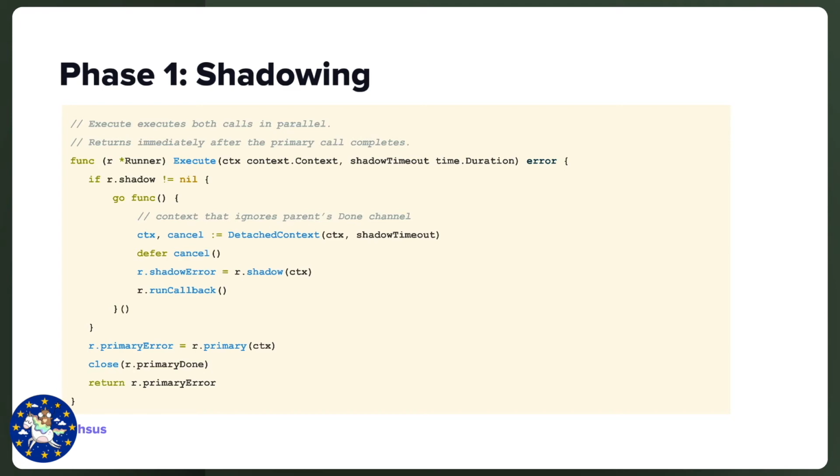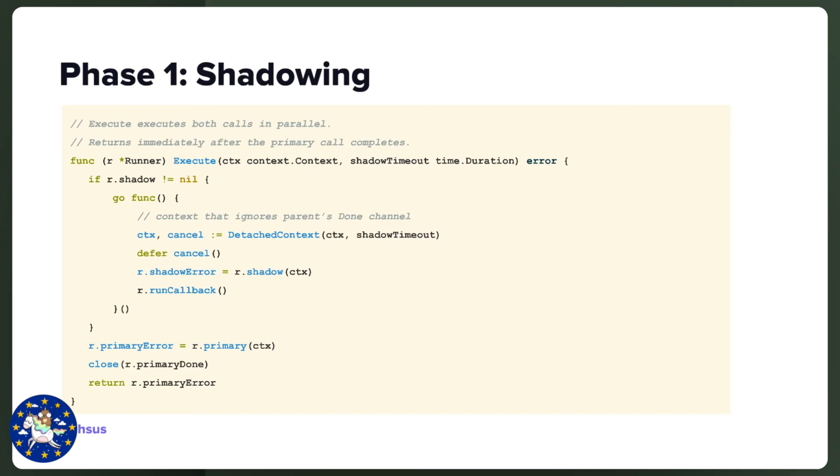So for calling the new backend, it uses a detached context. Detached context is basically a context with the shadow timeout, which can be different from the timeout that we typically have for the legacy backend. And that particular context ignores the parent's done channel. So even if the primary backend responds faster than the shadow backend, we still let the shadow backend continue processing that request.